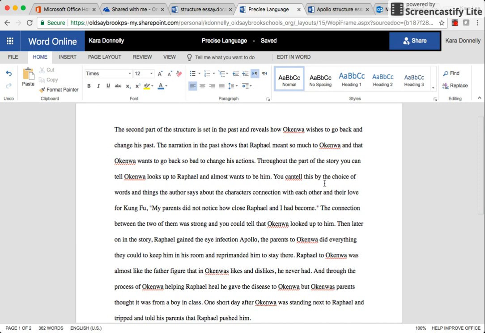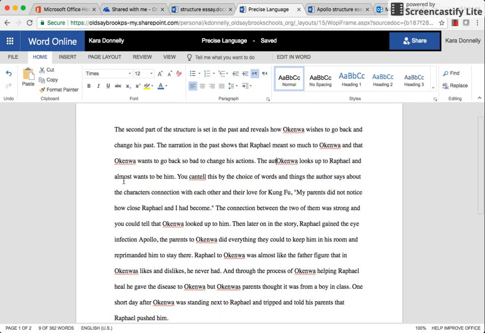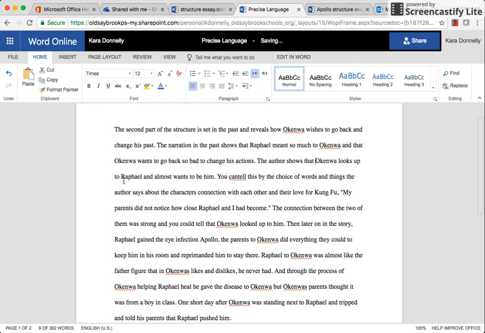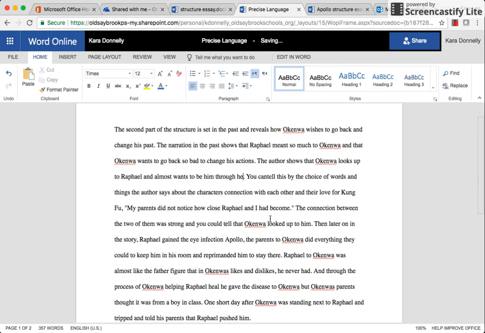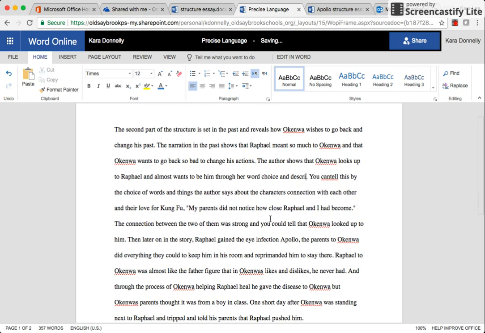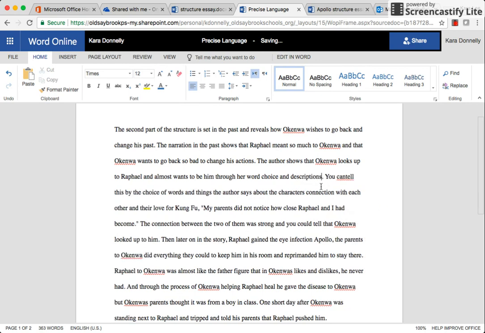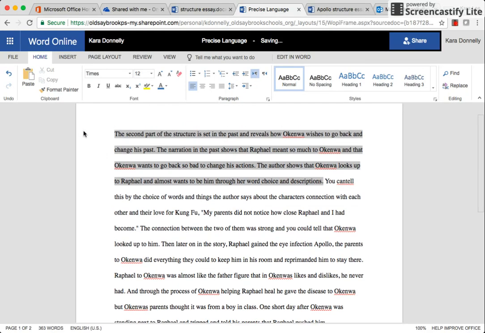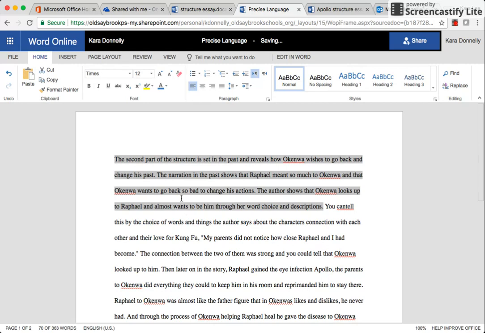And she goes on to say, you can tell this by the choice of words and thing the author says about the characters. So instead of saying throughout this part of the story, you can tell, I'm going to say the author shows that Okenwa looks up to Raphael and almost wants to be him through her word choice and descriptions. Because that's what this person goes in to talk about later. So that is essentially one of the ways that you can really focus on making your language more precise.